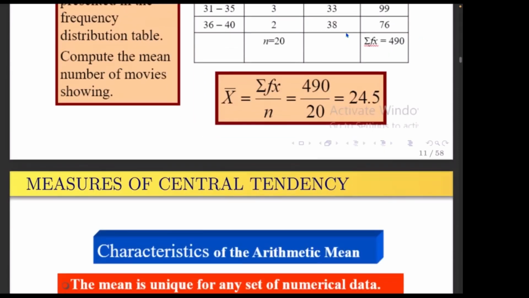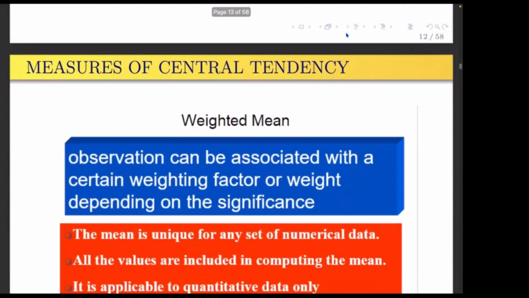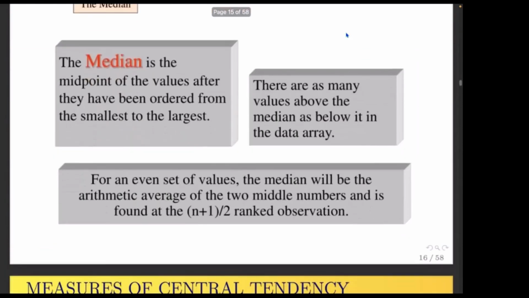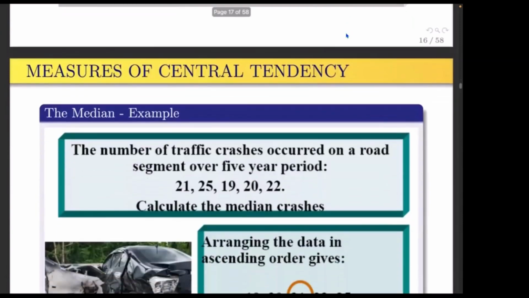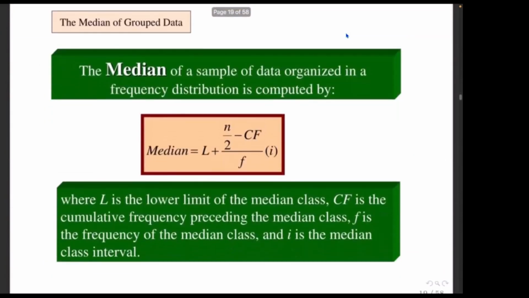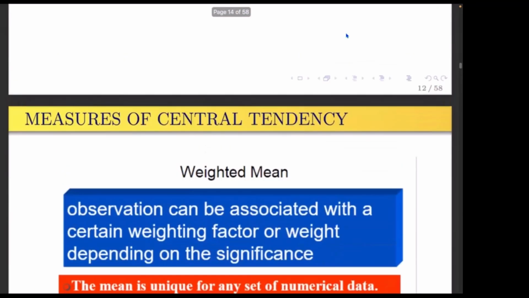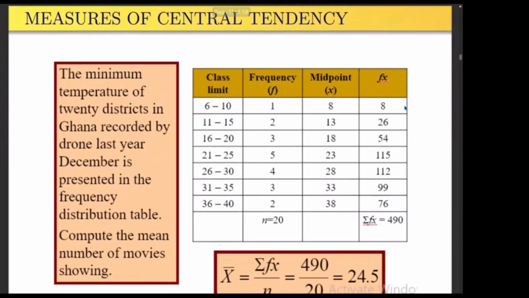So if you want your median, you only include the relative. Then the cumulative is just adding up the frequency.